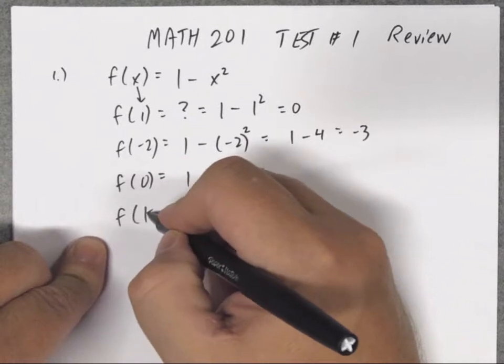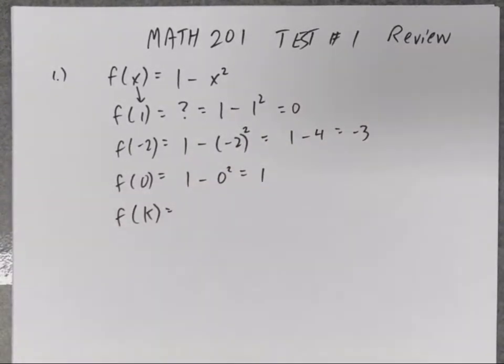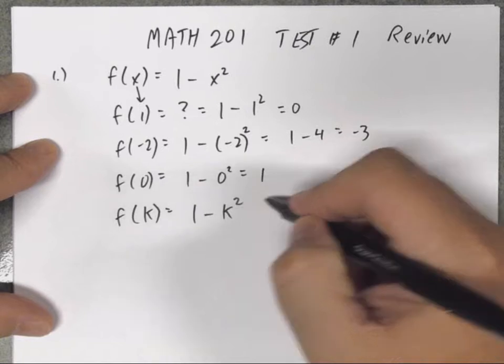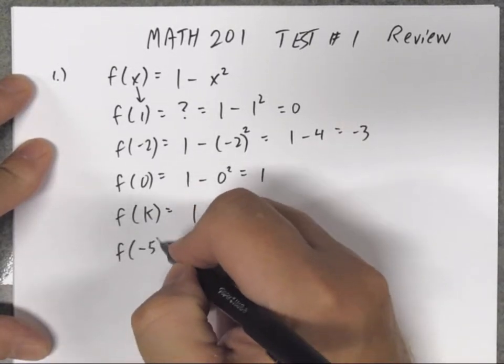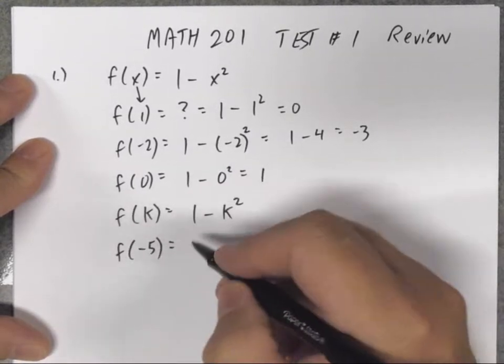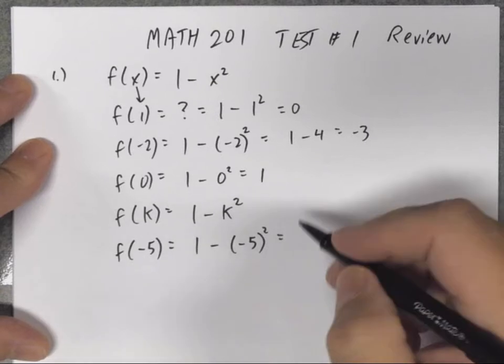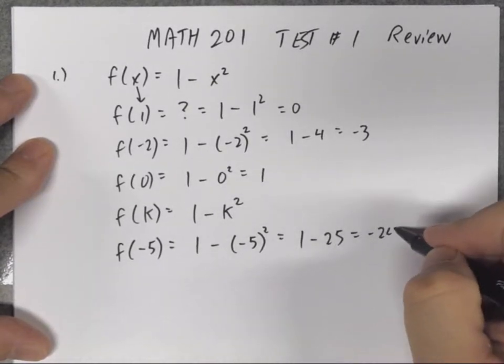Here's one that's a little different. Instead of putting a number into the function for x, they say replace it with k. So I go to my function, every place I have an x, instead of putting x, I put a k. And then we go back to a couple more numbers. So negative 5, 1 minus a negative 5 squared, like a negative 24.